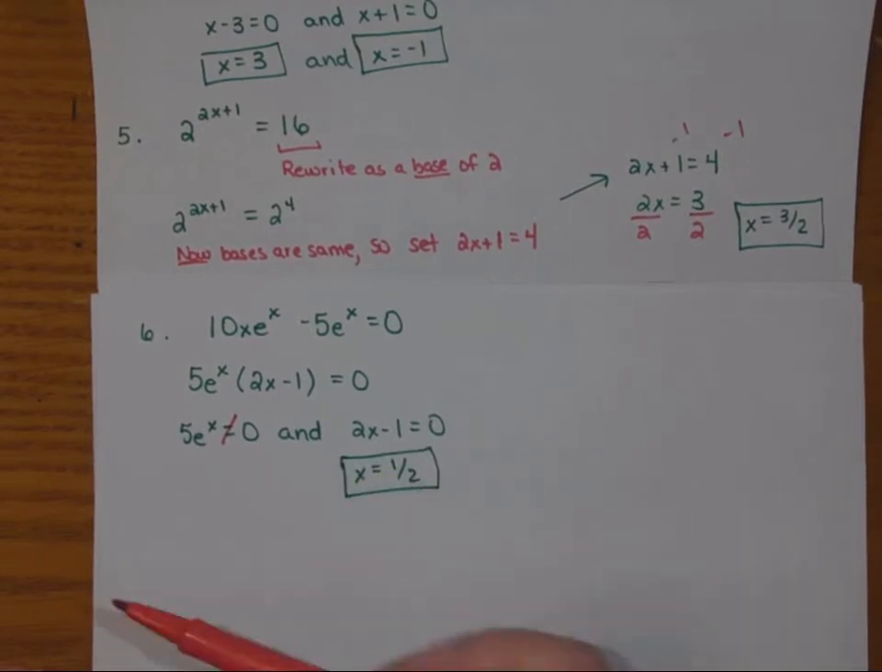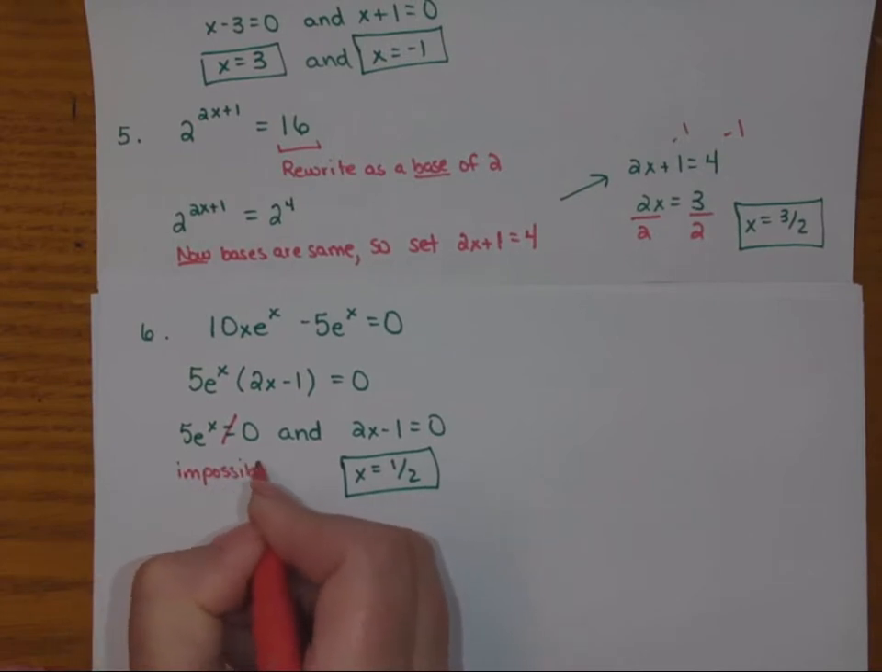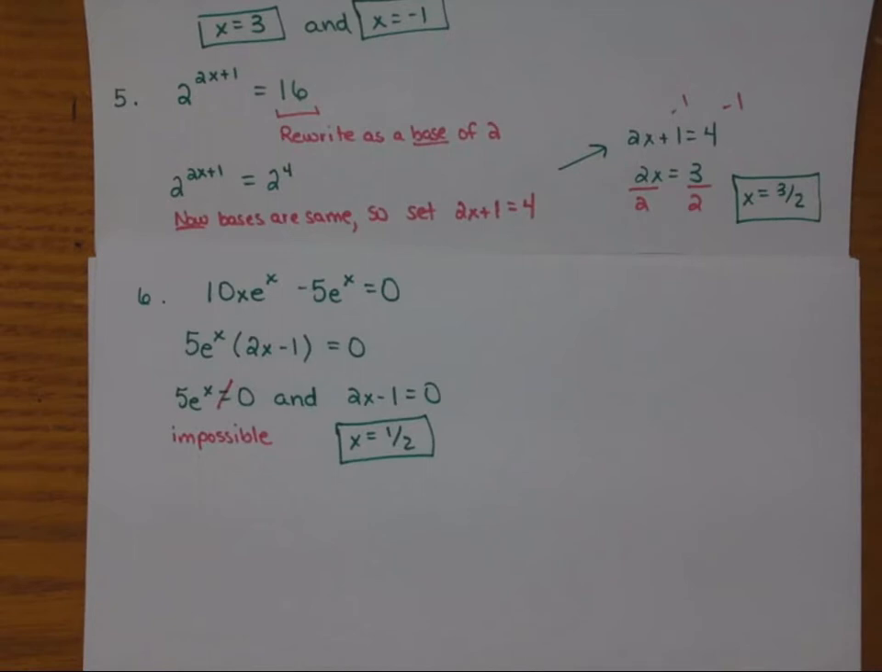So we don't get an answer from this part of the problem because it is impossible for anything raised to the x power, even e, to ever be 0, so we just ignore that part of the answer. It doesn't yield any results.